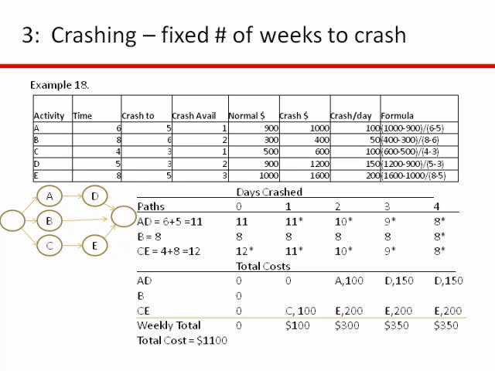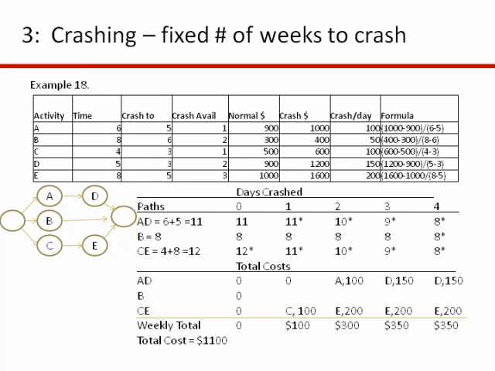And then the second thing to remember is if you have a choice between shortening various critical path activities, you're going to pick the cheapest one. Because if you can shave a week off for $500 or shave a week off for $200, why would you spend the $500? You'd want to spend as little as possible, as long as you could shorten the project by a week.